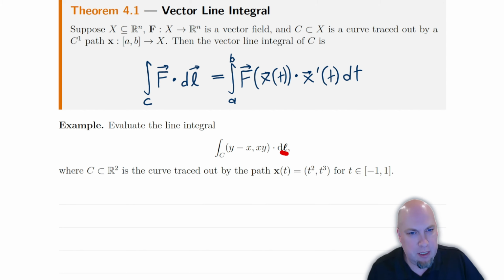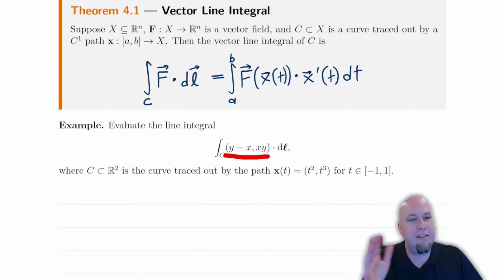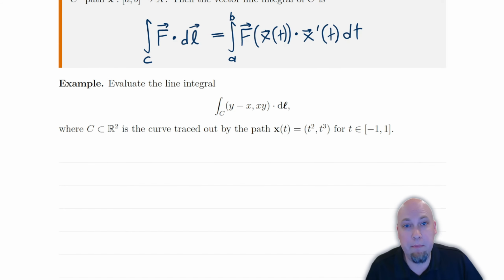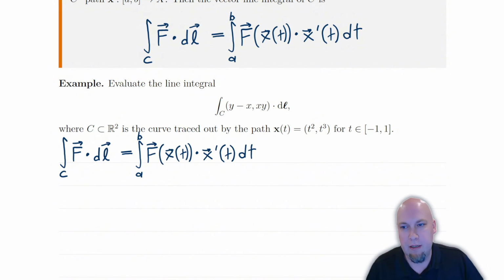Here, I've got a dot product in here. I've got a bold L there. I've got a vector field here. This is a vector line integral. It's not a scalar line integral that we did last week. So how do I compute it? Well, I just need to compute all the bits and pieces in this formula up here. My vector line integral by that theorem directly up above equals this. This is my formula for it.